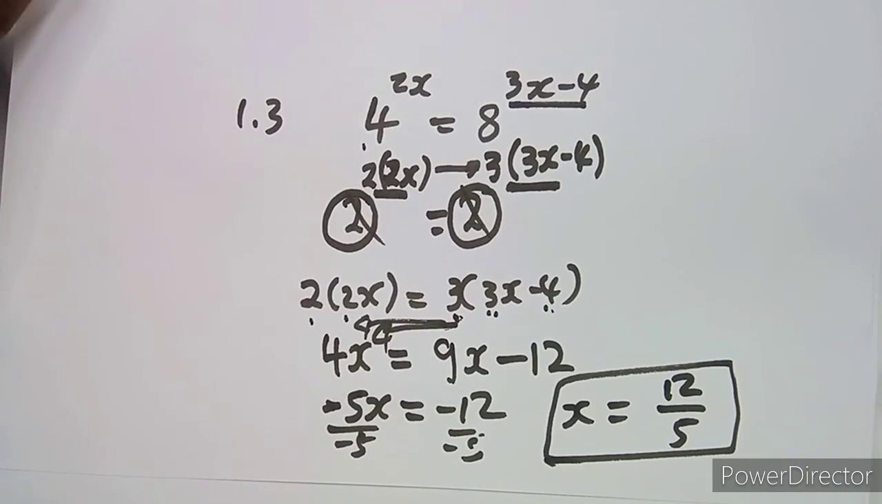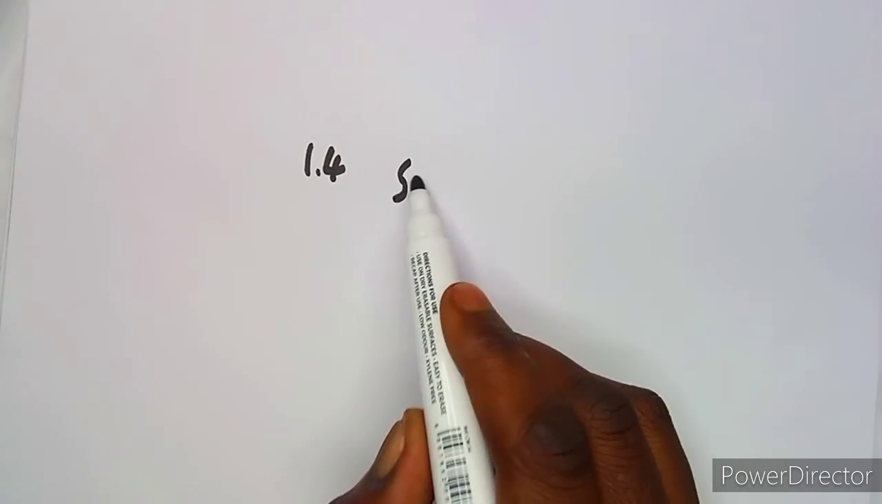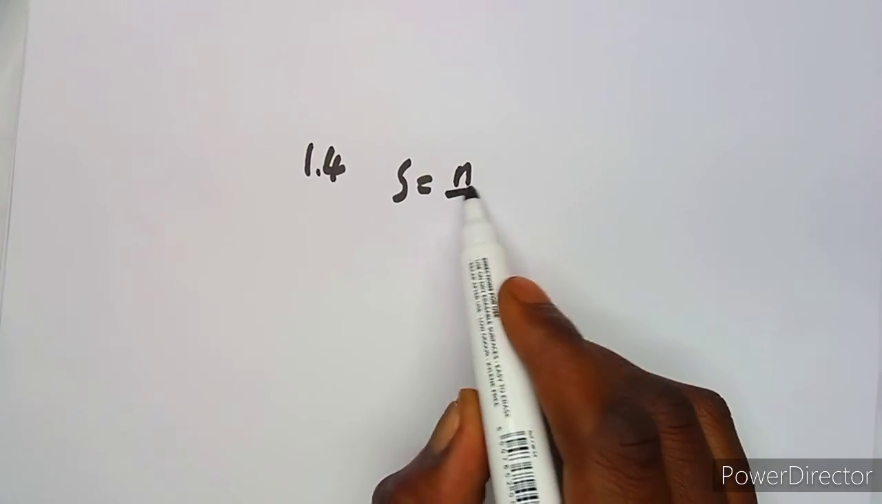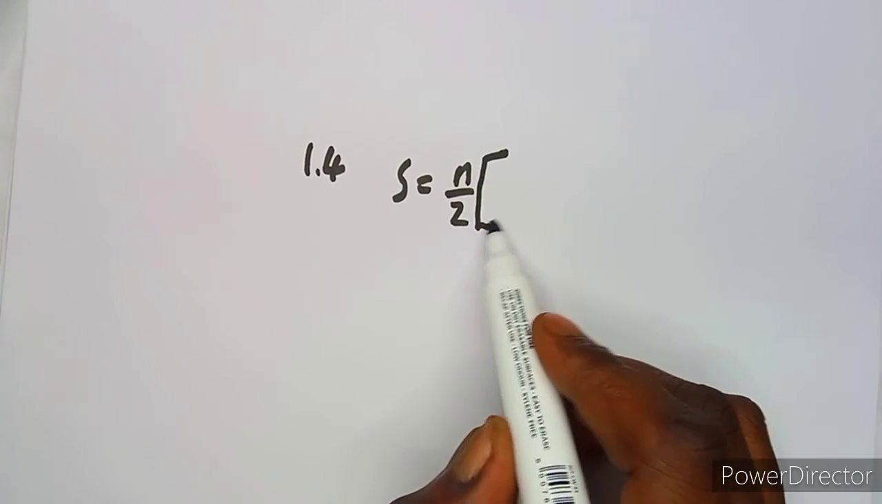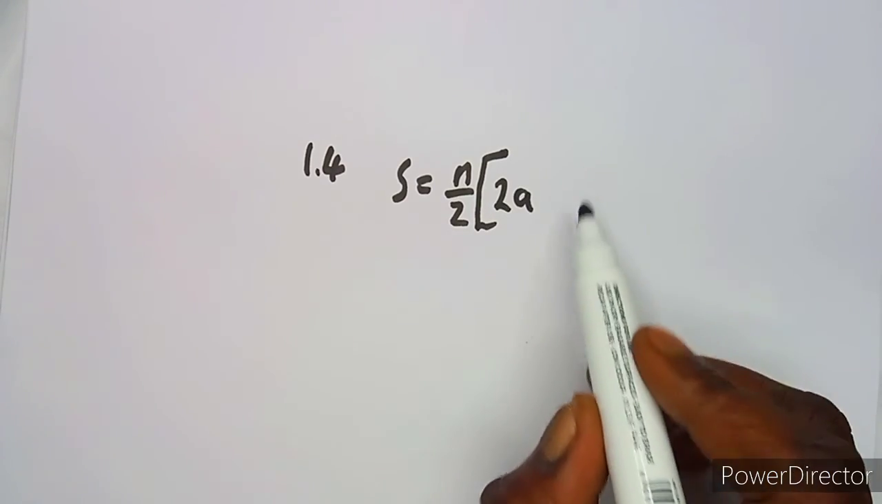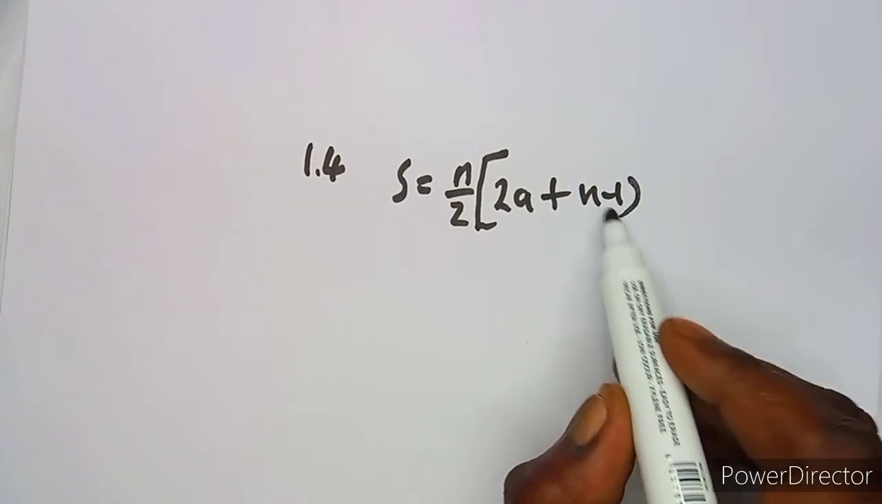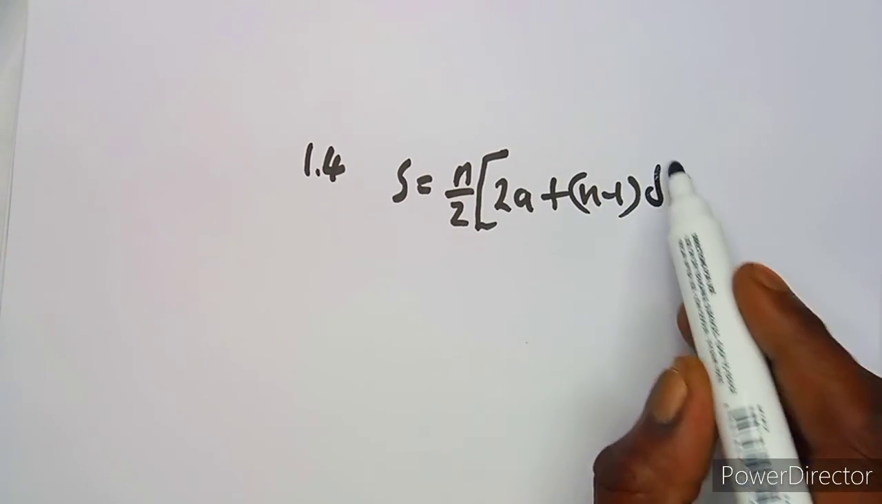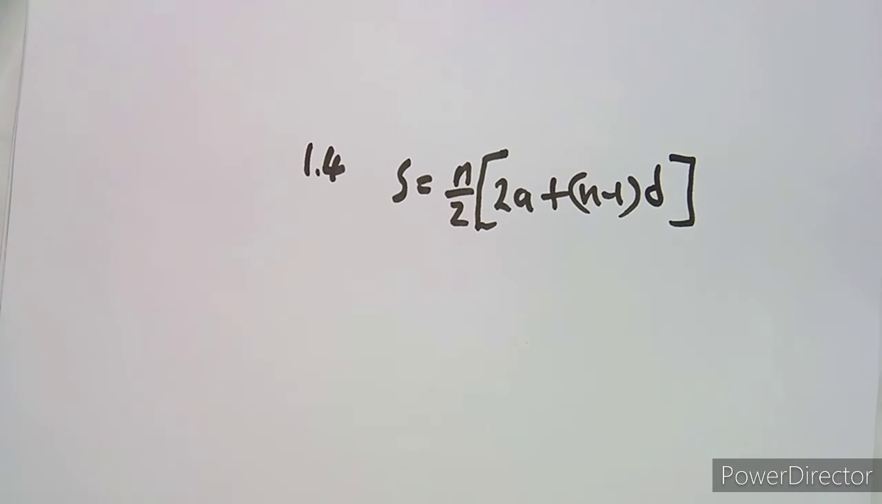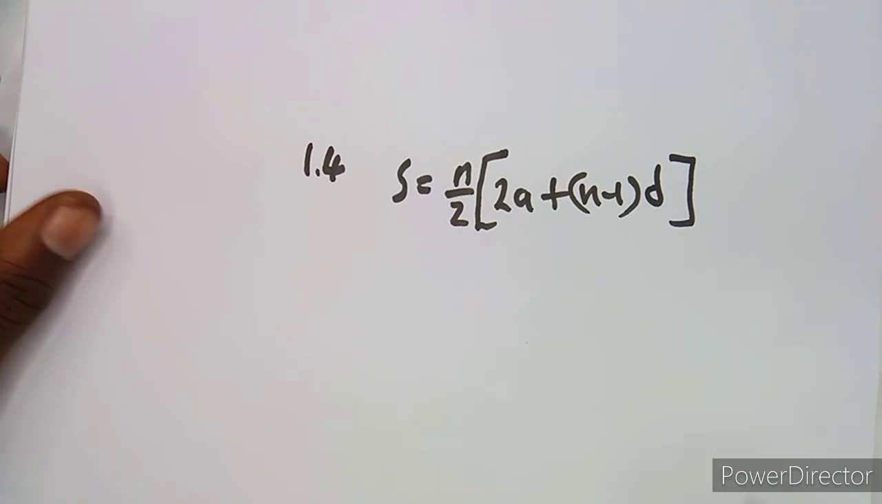All right, so let's see what we have. How can we make D to be the subject there? We are given that S is equivalent to N over 2 into 2A plus N minus 1 into D, like this. So this is what we got here. All right, so we want to make D to be the subject.